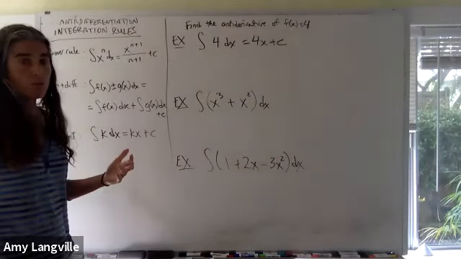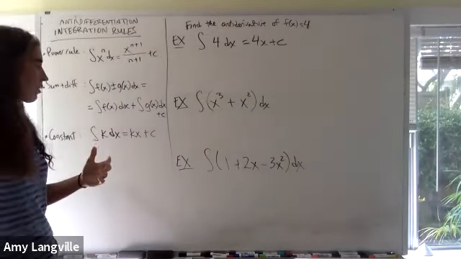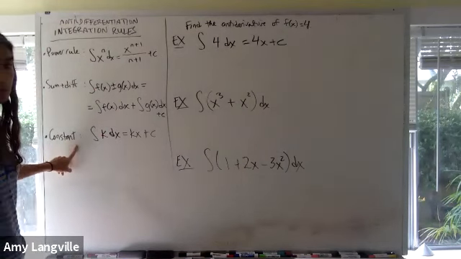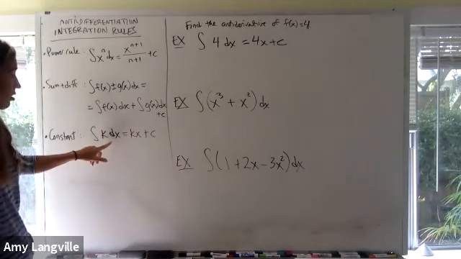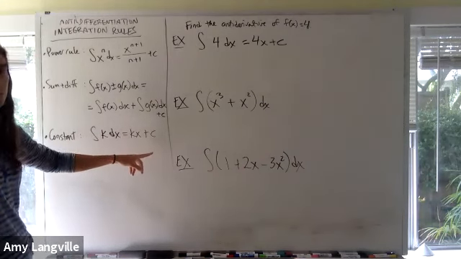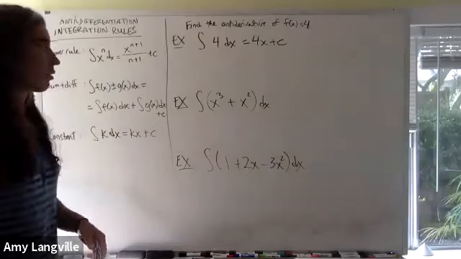Okay, so we did that by just sort of thinking about it, working backwards, but that's actually the constant rule. If you want to integrate some constant k with respect to x, you get kx plus c. That's really what we just used there.